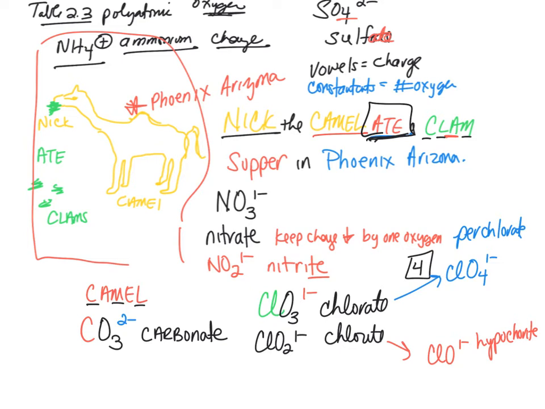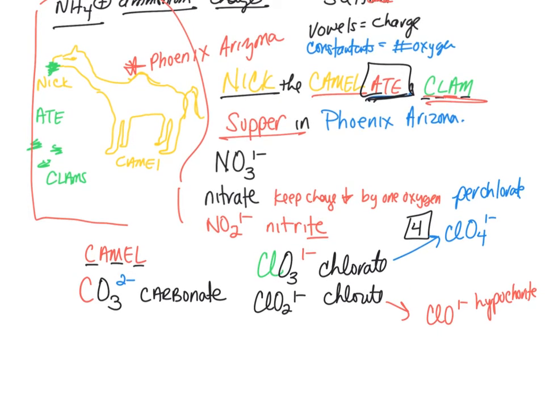Okay, so you can do that with a couple of those, and you can look at those and gather your thoughts on that. Okay, next, this is our sulfate. So we have sulfate, S, and how many vowels? U and E, so that's 2 minus. How many oxygens? 1, 2, 3, 4.